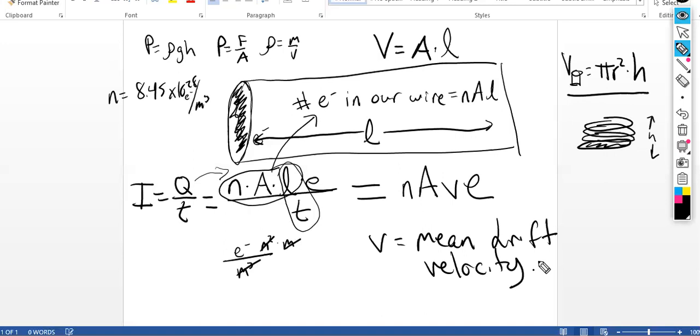You'll have to know everything else about it. They're never going to be friendly enough to give you E. They're going to say, remember, elementary charge is this, right? That's something you're expected to know.